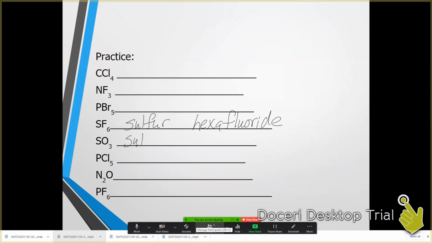Next one, sulfur. 3, so that's tri. Oxide. 2 vowels here, but usually the I and the O are kept. Phosphorus. 5 is penta. Chloride.